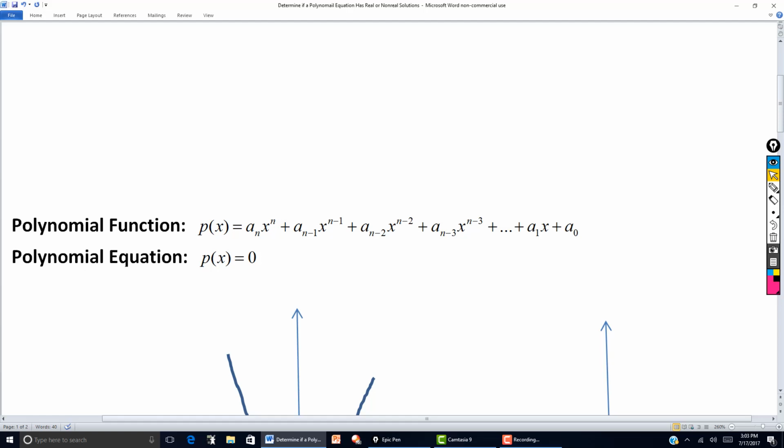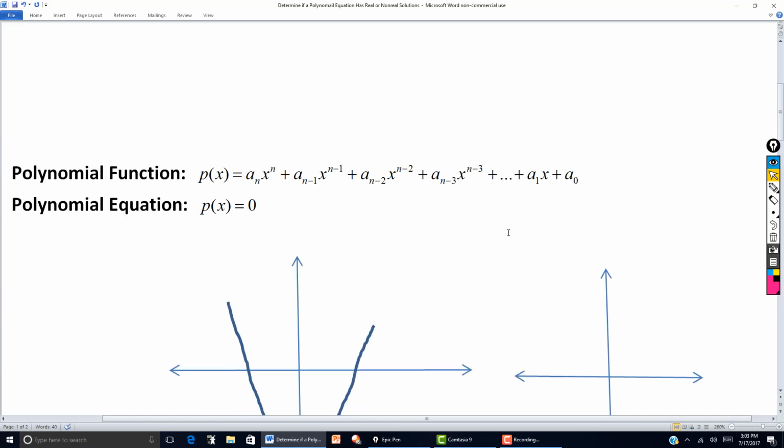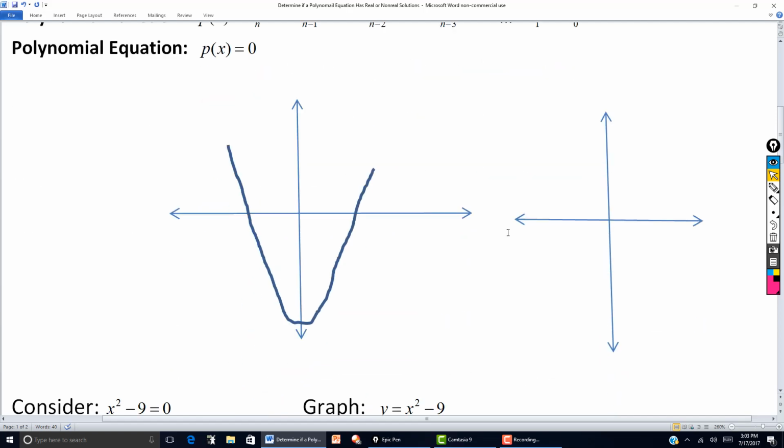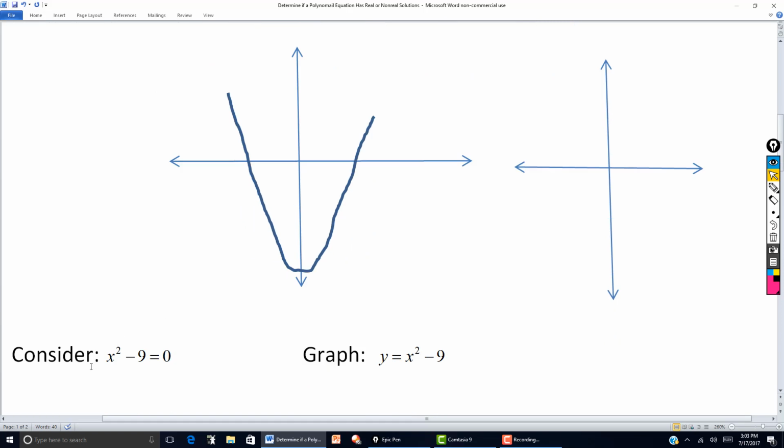Now a polynomial equation takes the form p of x equal to 0. So if I just take this expression over here, set it equal to 0, it becomes a polynomial equation. So let's look at the relationship between the two. Let's consider an example. Look at the equation x squared minus 9. If I wanted to solve that, that's a quadratic equation.